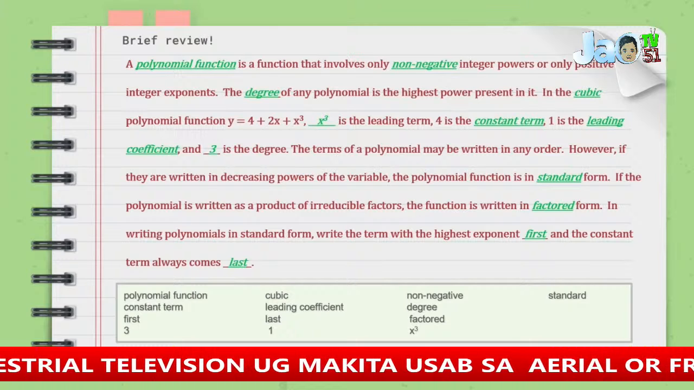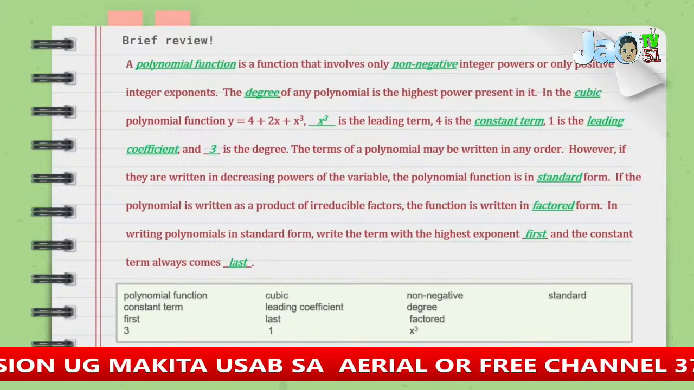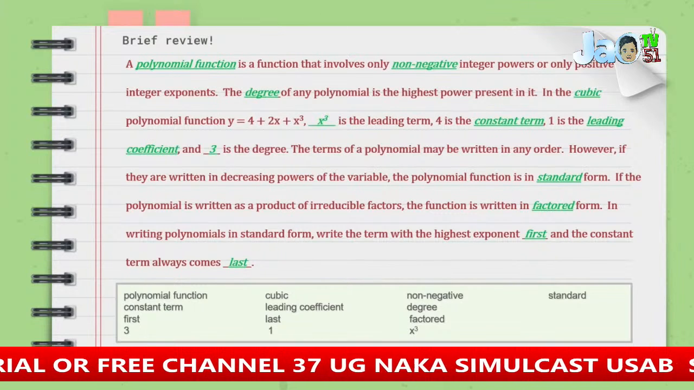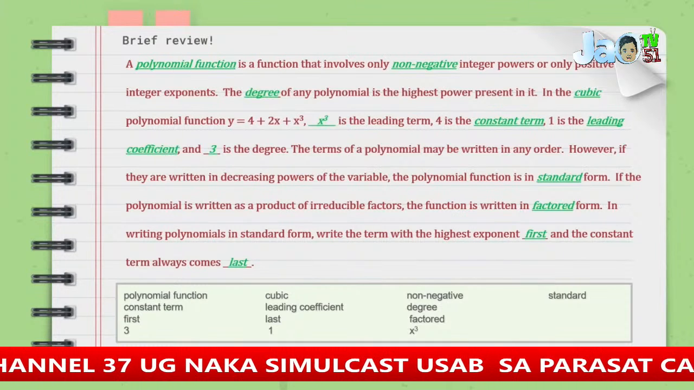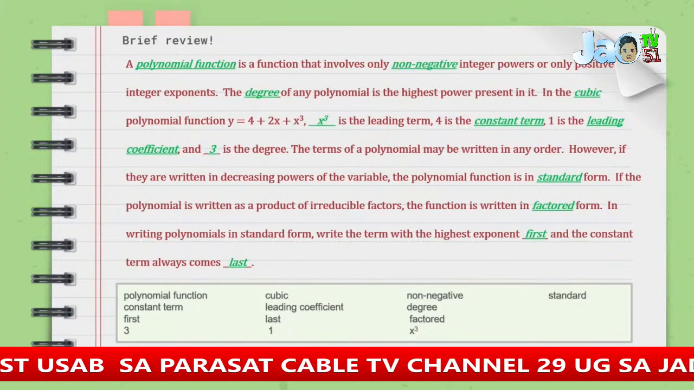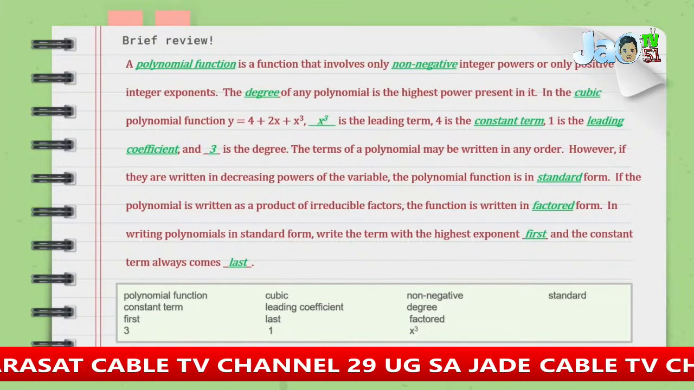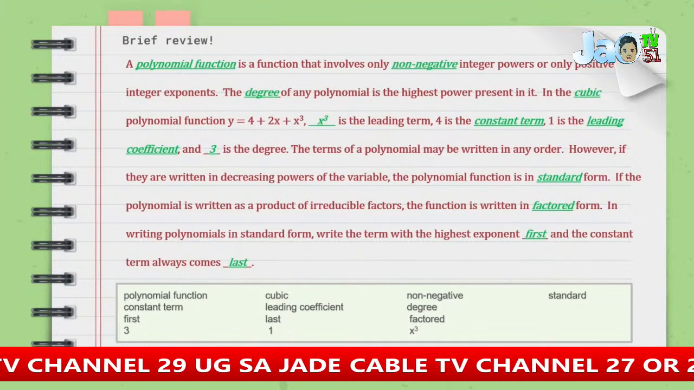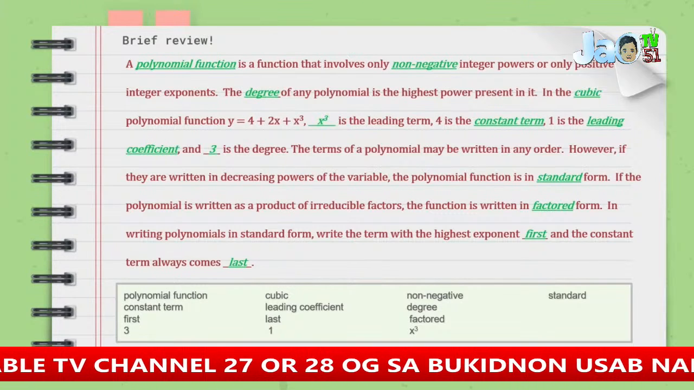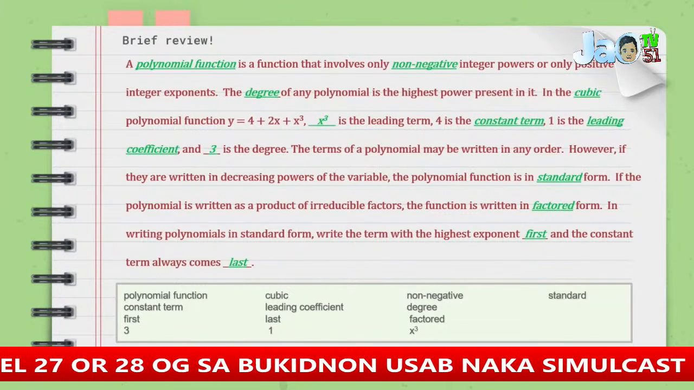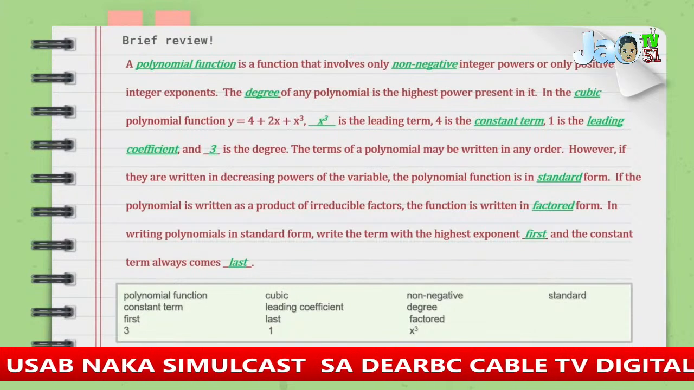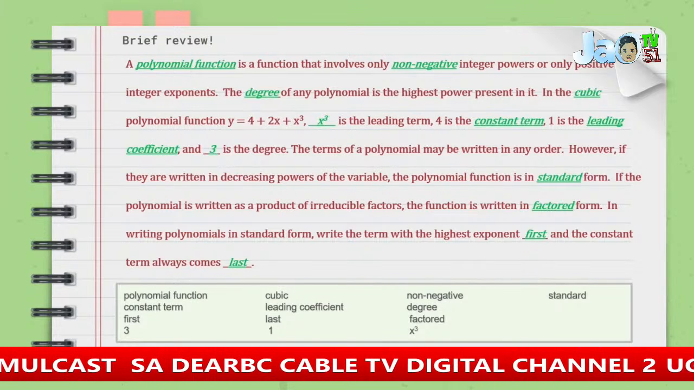The terms of a polynomial may be written in any order. However, if they are written in decreasing powers of the variable, the polynomial function is in standard form. If the polynomial is written as a product of irreducible factors, the function is written in factored form. In writing polynomials in standard form, write the term with the highest exponent first, and the constant term always comes last.